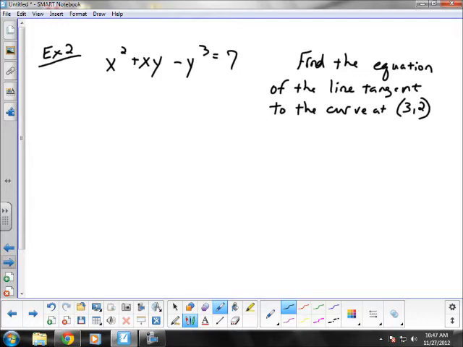Now on this one, since y appears in more than one place, it really doesn't help us to try to move things over. We can take this one that's just got an x squared and get it out of the way. So I've got xy minus y to the third is equal to 7 minus x squared. I can at least do that.